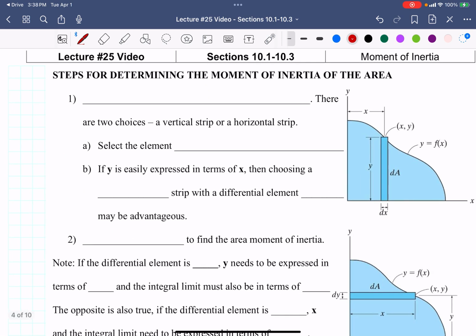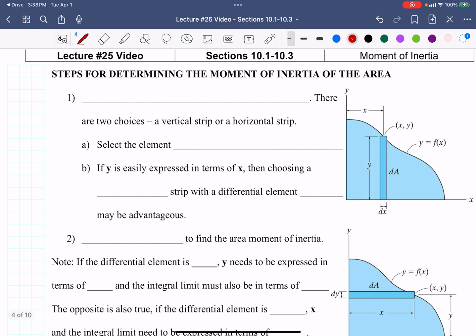So to determine the moment of inertia, first choose your element, dA. So number one is choose the element dA. Quick note on this, you have two choices, but it's much easier to select the element that is parallel to the axis you're trying to calculate for.